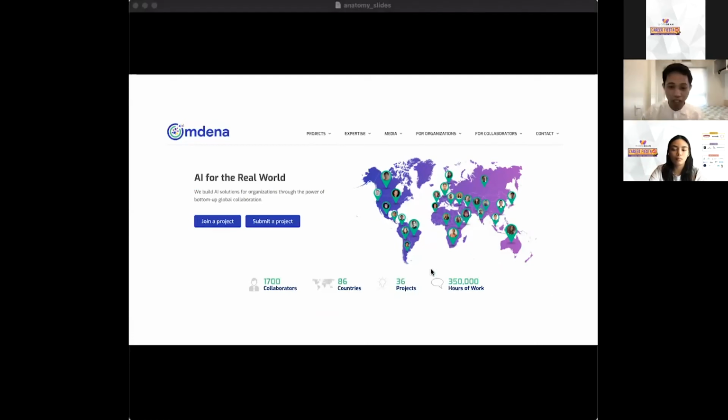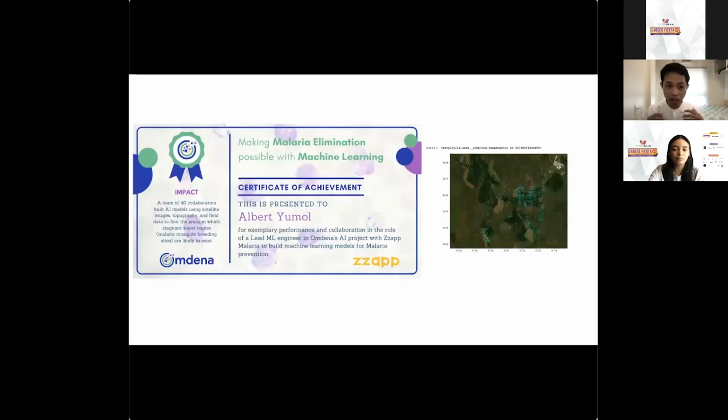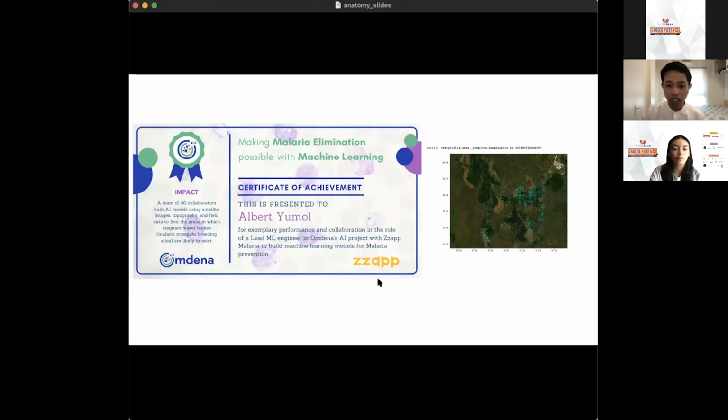For example, in the last project I did with Omdena, I'm one of the lead machine learning engineers, and what we did is we made an algorithm that can detect malaria based on satellite images. That's really important because our target area back then was Africa. Malaria is still prevalent in that area, taking lots of lives. By doing these kinds of data science projects, I am making a contribution to save lives and use the things that I know for social good, for social development.